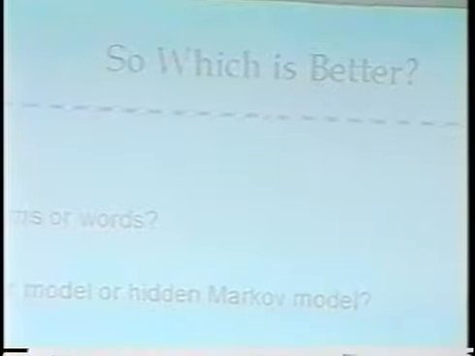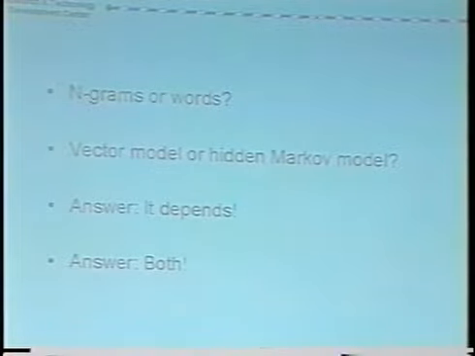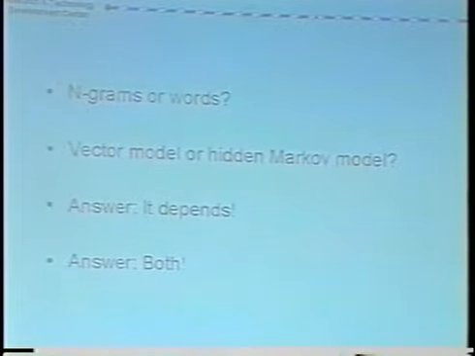So now we have the question, once again, which is better? N-grams or words, vector model or Markov model? The answer is it depends. But we really feel that for our purposes, the answer is both. That is, we find that by using both words and n-grams, by using both a cosine measure and a hidden Markov model measure, we get results that outperform any single technique.